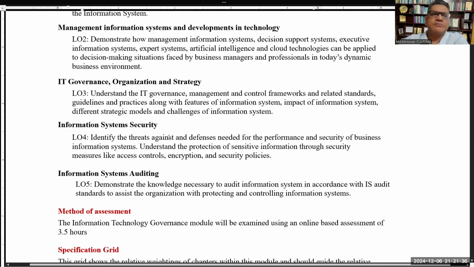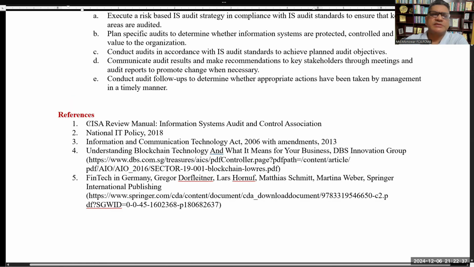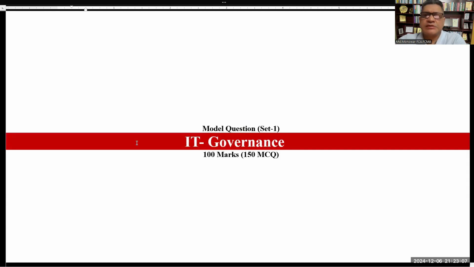And here we have 5 learning objects. So these are the 5 pillars of IT governance. The reference books are CISA Review Manual, National IT Policy, Information and Communication Technology Act, and other things. This is the first time MCQ exam of IT governance: 4 hours exam, 150 MCQ.